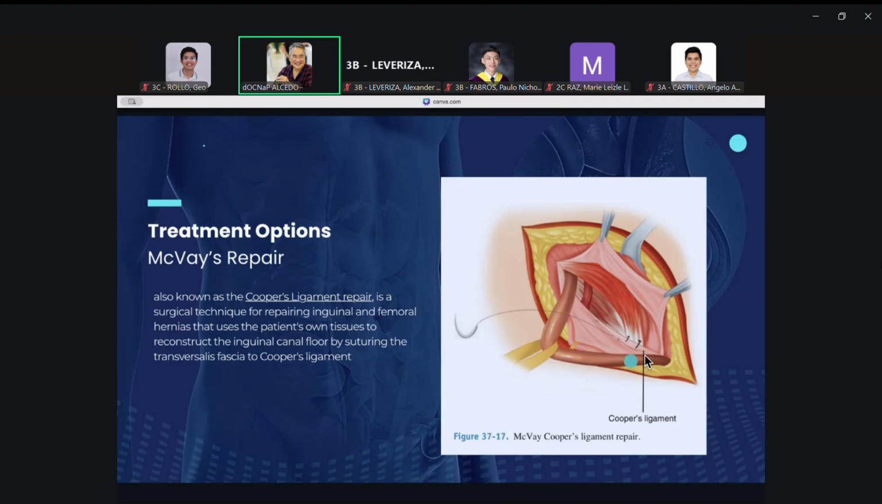So you have to open up this area here to expose the Cooper's ligament, and medially we suture the TAATF to the Cooper's ligament, okay? And then laterally we proceed with the TAATF to the Cooper's ligament. So para naging Bassini siya going lateral. But medially, instead of the Poupart's, we use the Cooper's ligament to the TAATF. No? Yun lang naman yung difference between a McVeigh's repair and the Bassini repair. Okay? Just to give you an idea how it is done, but of course, this is more of a higher level learning.